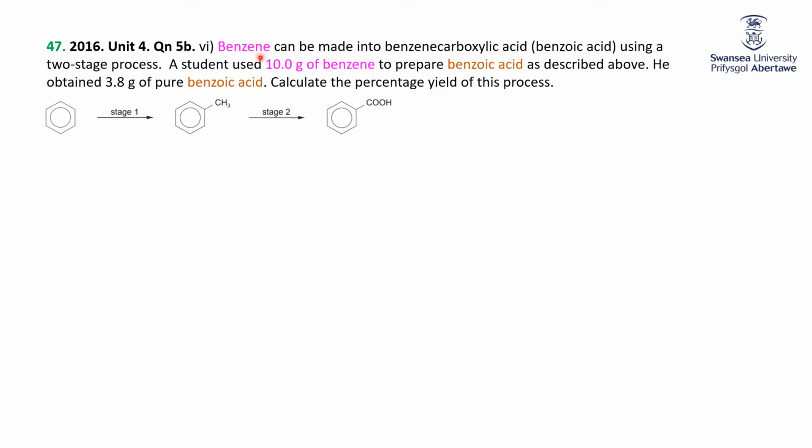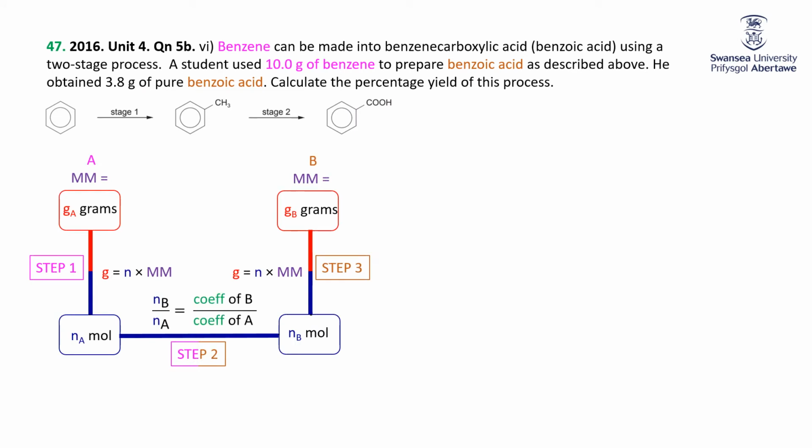Now, a little question: 10 grams of benzene makes benzoic acid. That's benzoic acid. Got 3.8 grams of benzoic acid, that is the actual yield. Calculate the percent yield. Got to use the roadmap. So start with benzene that we know of, 10 grams, interested in benzoic acid that we don't know about, but we would dearly, dearly love to know about.